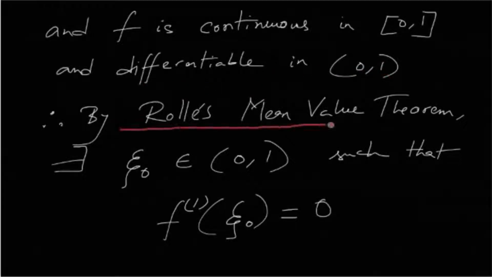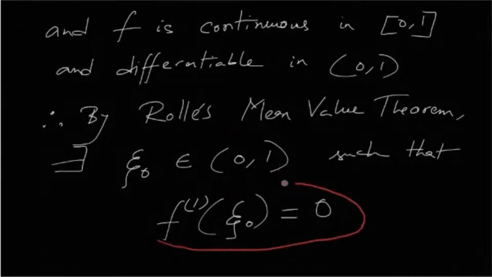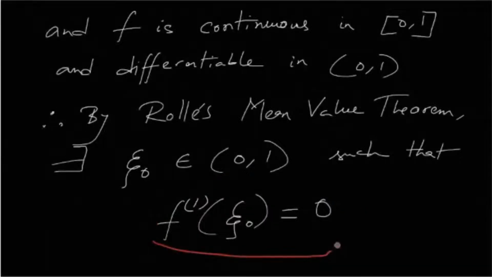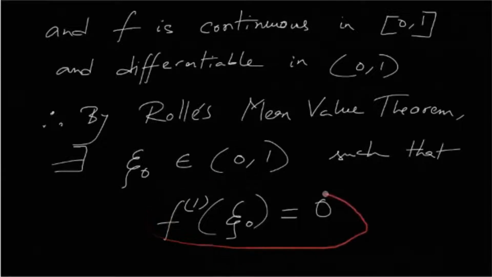Therefore, by Rolle's mean value theorem, there exists a real number xi naught in this open interval (0, 1) such that f prime of xi naught is 0. That means the first derivative of f at the point xi naught is 0. This is by Rolle's mean value theorem, in short RMVT. So by RMVT, there exists some xi naught in this open interval such that f1 of xi naught is 0.